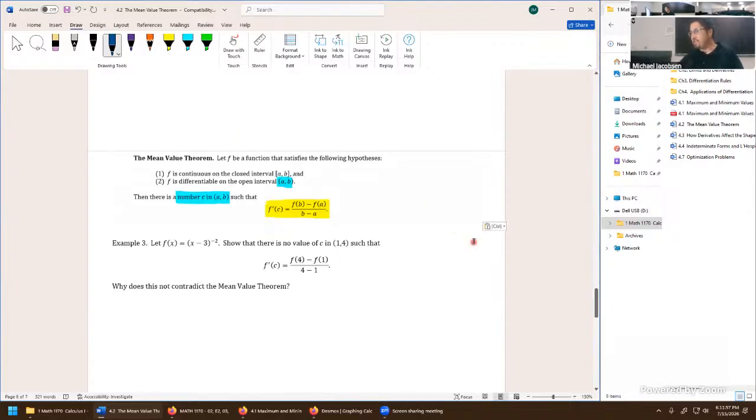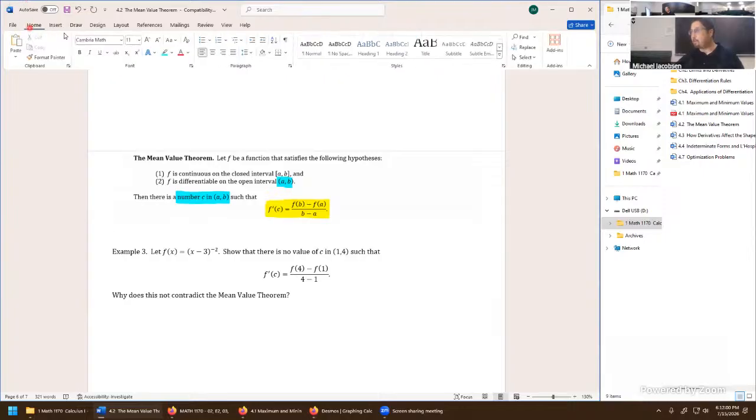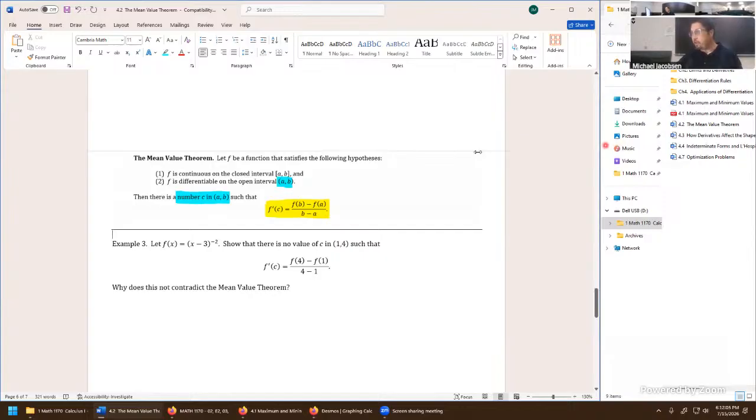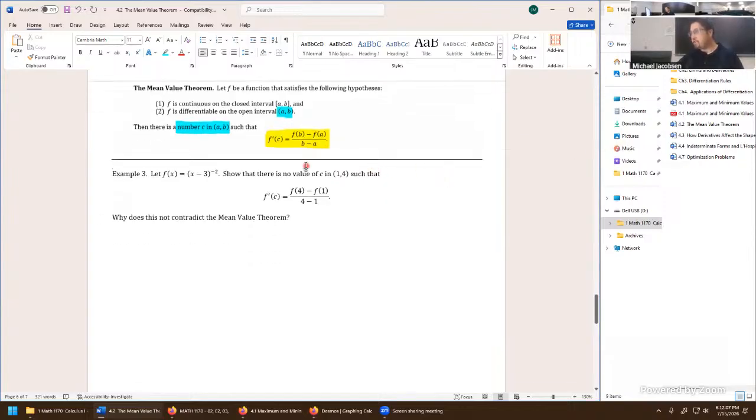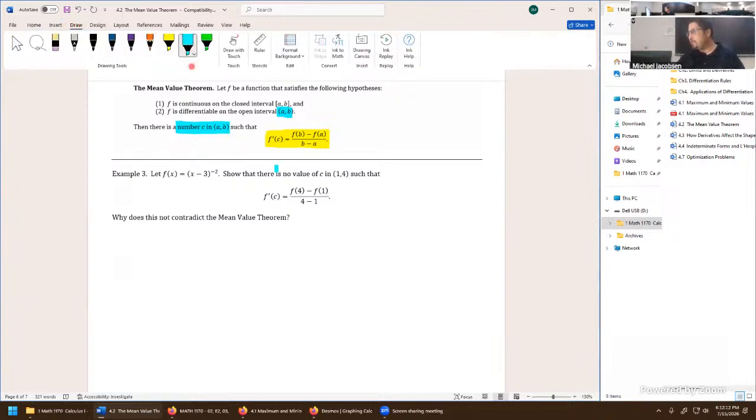We have a new function we're analyzing. f of x is (x minus 3) to the power negative 2. That's a nice format to write it in. It's just ready to go to differentiate. We're told here to show that there is no number c in the open interval 1 through 4 such that the derivative of f at c is the average rate of change, f at 4 minus f of 1 divided by 4 minus 1. So we're trying to show there is no such number. The number cannot be found.